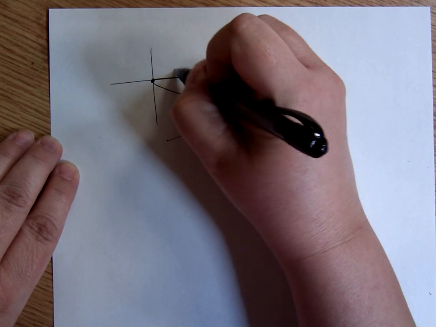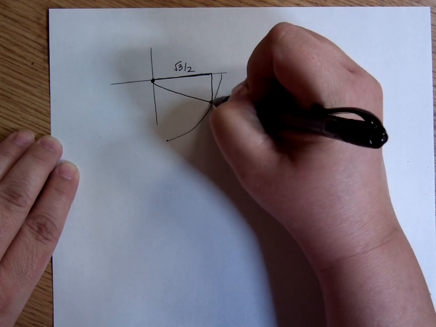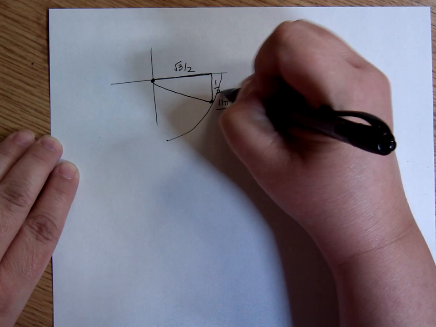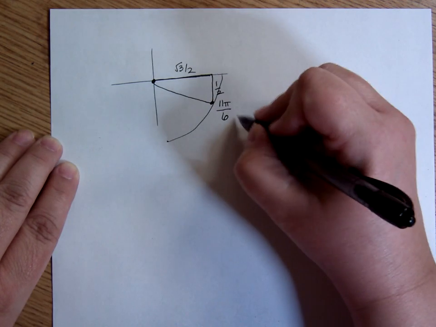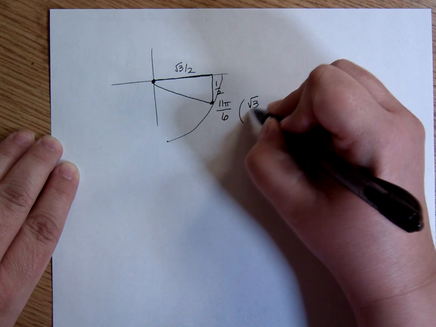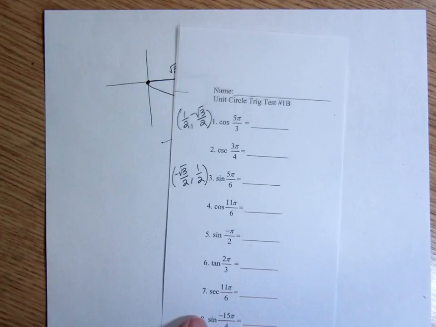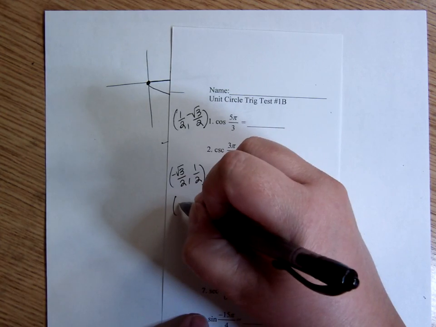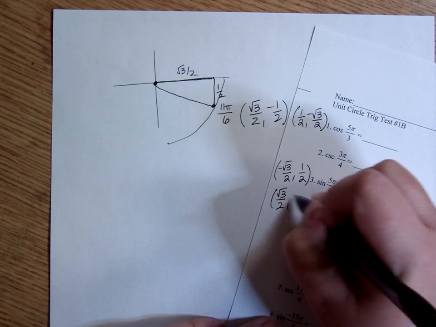And this is square root of 3 over 2. It's the longer direction first and the shorter direction. Okay, so the x is the longer side, the y is the shorter side, so my coordinates are square root of 3 over 2, negative 1/2. So that's what I would put next to my 11 pi over 6. And so on. This is what I do every single time.